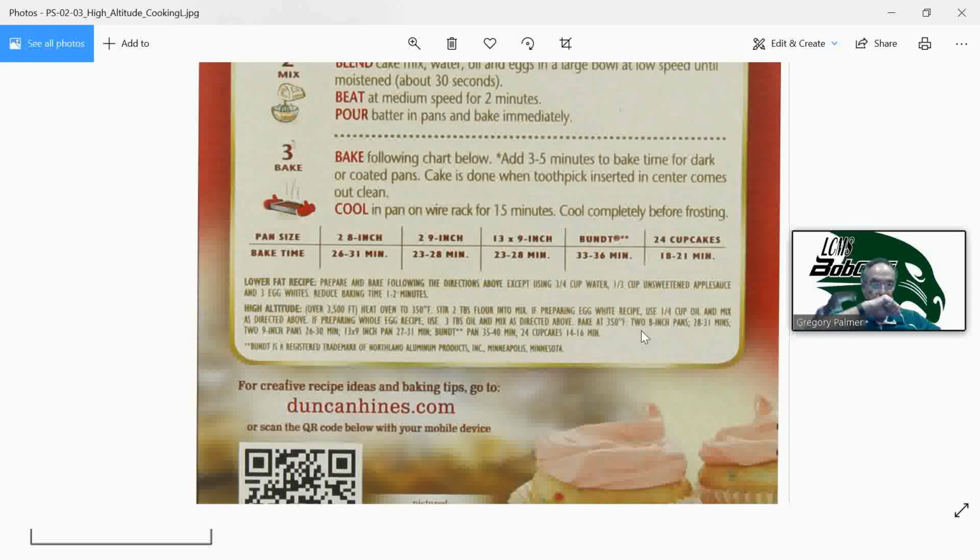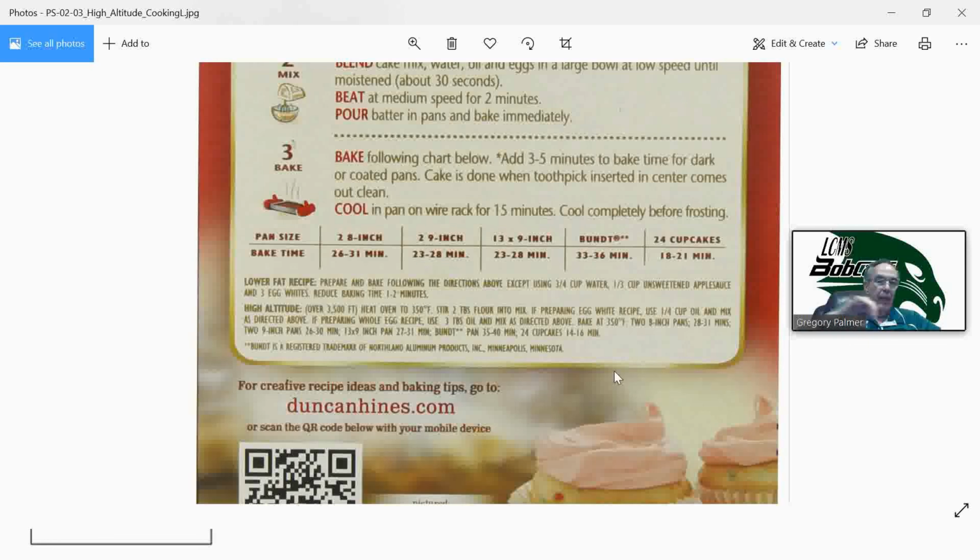So it says if you have two 8-inch pans like this one up here, where it's lower where we are, it says to cook this cake 26 minutes, and down here at the higher altitude it says cook it 28 minutes. The two 9-inch pans, it says cook it 26 minutes, and here it says cook it 23 minutes.